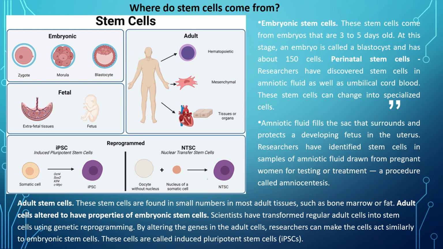Embryonic stem cells are from embryos that are 3 to 5 days old. At this stage, an embryo is called a blastocyst and it has about 150 cells. Perinatal stem cells are the stem cells derived from the amniotic fluid, a fluid that surrounds and protects the developing fetus in the uterus, and the umbilical cord blood. The next one is the adult stem cells, which are found in small numbers in most of the adult tissues, from the bone marrow or the fat. When these adult cells are altered to have the properties of embryonic stem cells, we call them induced pluripotent stem cells, which are used for regenerative medicine.